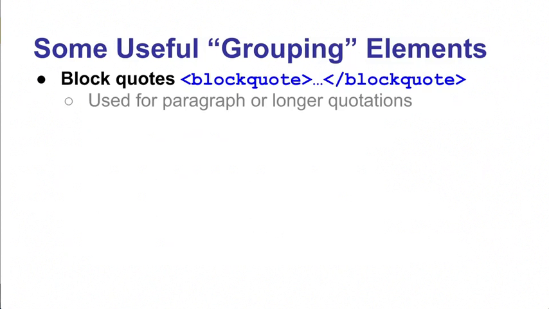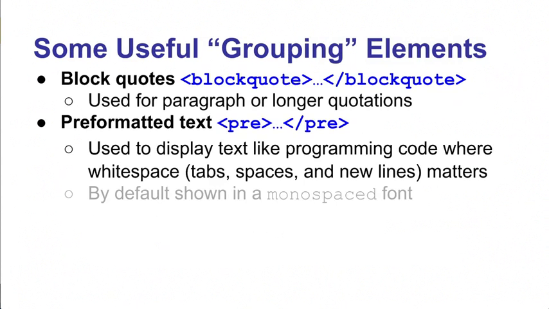In addition to the sectioning elements, HTML also has a few grouping elements that serve a similar function but have a smaller scope. Block quotes are used for quotations of paragraph length or longer. Pre-formatted text is used to display sections of text where white space matters, most often for things like computer code. Since spaces are often used for indentation in such code, pre-formatted text is shown in a monospaced font.